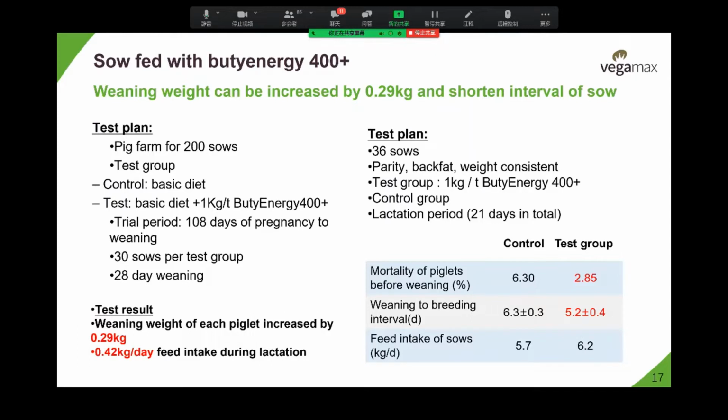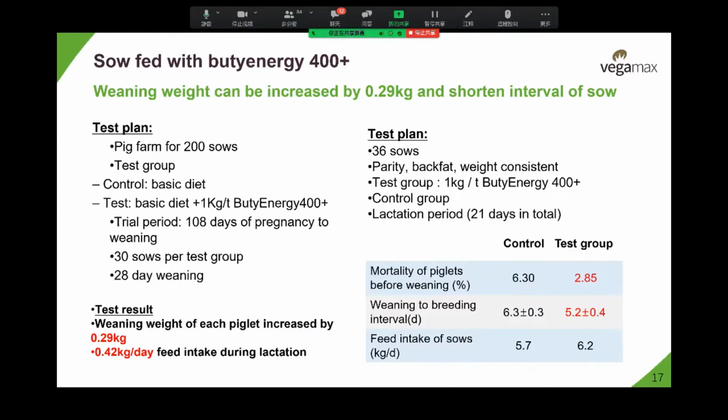Also, we have done a lot of trials on the animals for the Butyl Energy 400 Plus. This trial was done in a pig farm with 200 sows. We added 1 kilogram of Butyl Energy 400 Plus as the dose. The results show that the weaning weight of each piglet increased by 0.28 kilogram, and feed intake increased by 0.42 kilogram per day during the lactation period.